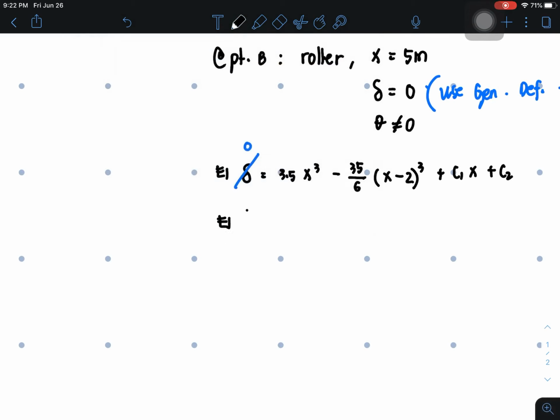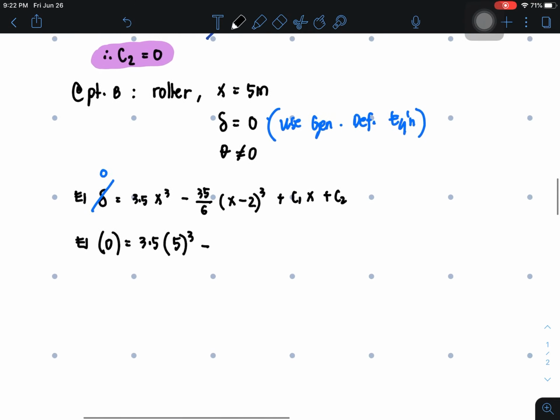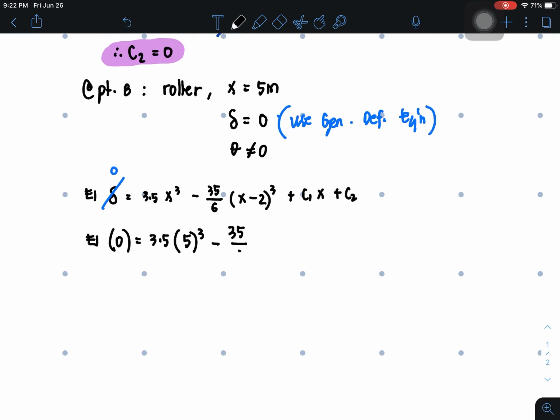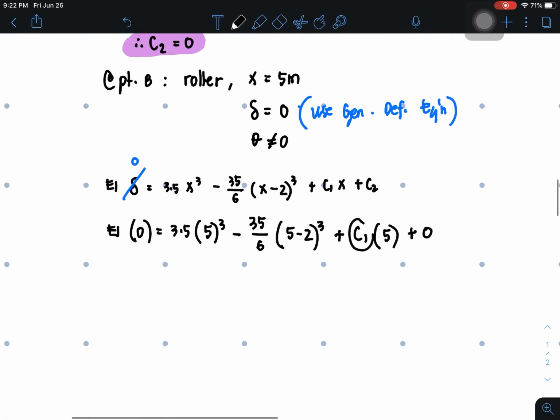So this is EI times 0 equal to 3.5 times x, now 5, cubed minus 35 over 6 times 5 minus 2 cubed, then plus C1 times 5, and the C2 value is already 0. We already have the value of C2. Resolving this will give us the C1 value. So let's compute the value of C1.